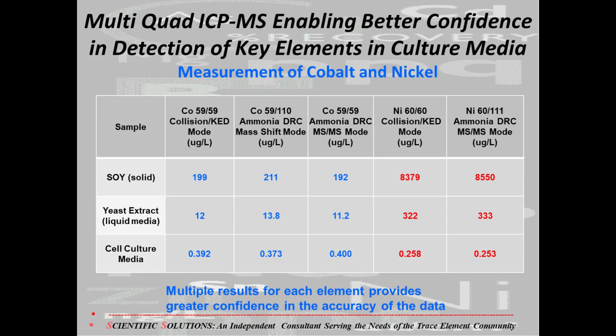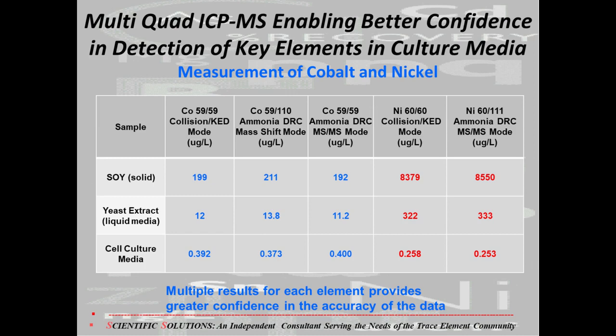So let's take a look at a real example using these interference reduction techniques. In an effort to understand what elements have the largest impact on the yield of biologics, it is possible to develop a more robust analytical method using multiple modes for better specificity and more confidence in the data. As an example, this table is showing multiple results in parts per billion for cobalt and nickel in three different sample types.